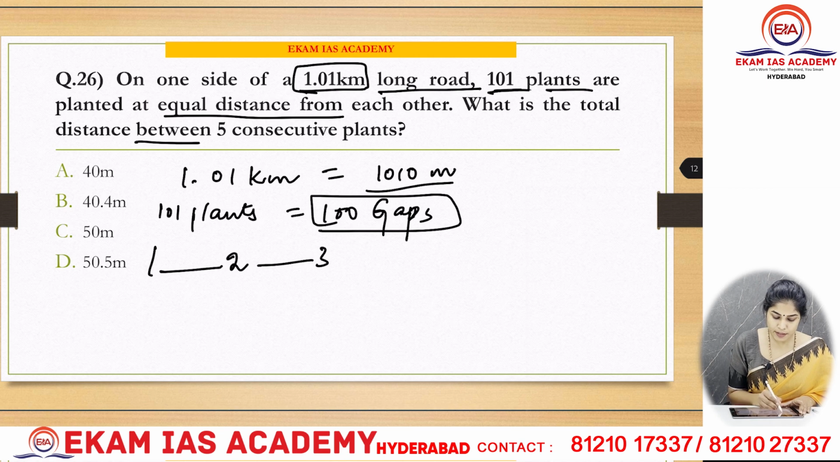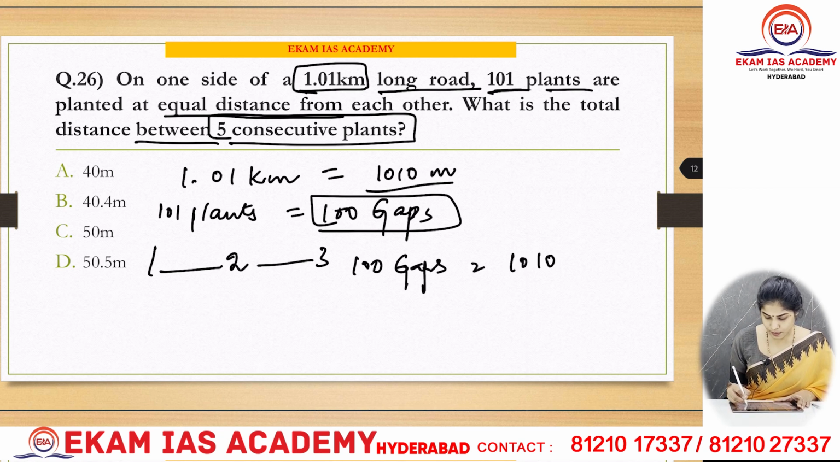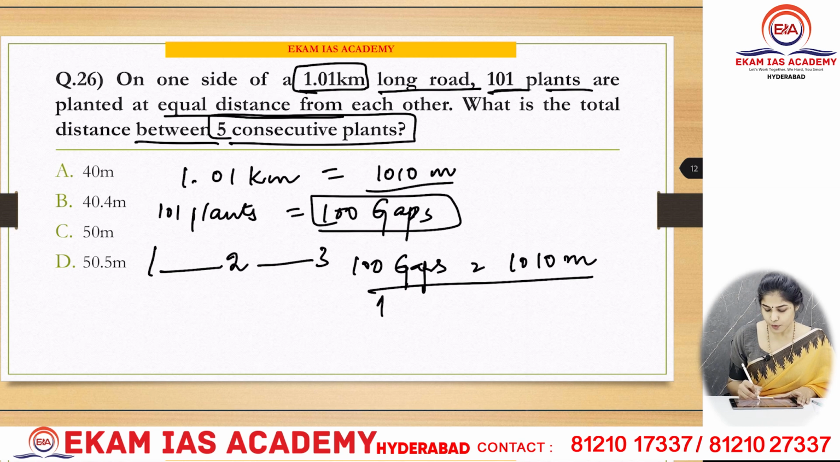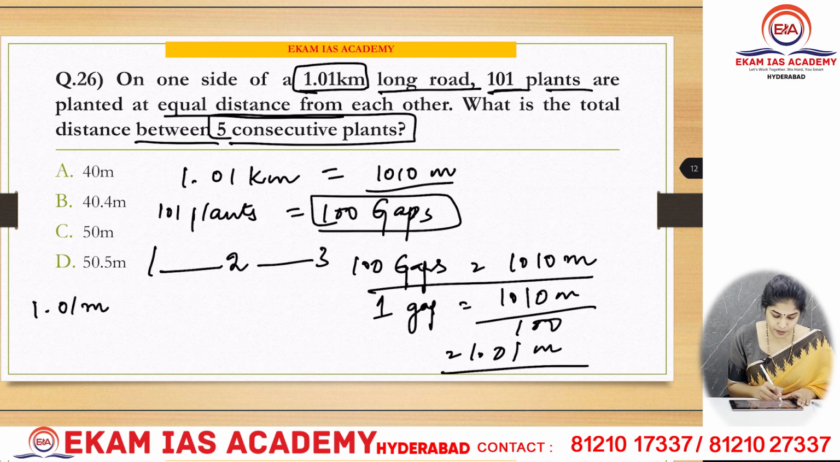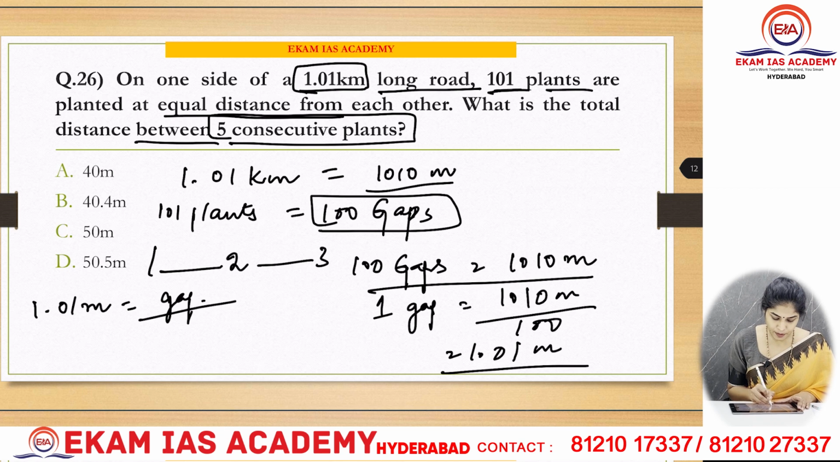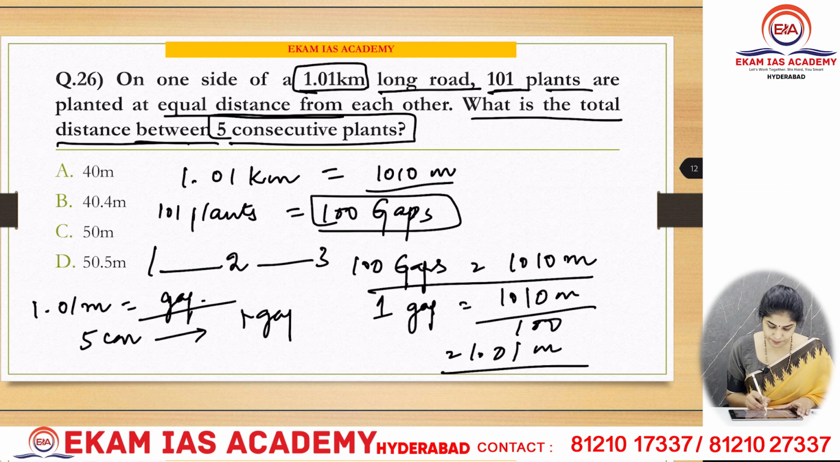What is the total distance between 5 consecutive plants? So 100 gaps in 1010 meters, we will calculate 1 gap. 1 gap is equal to 1010 meters by 100, which is 1.01 meters, right? For every 1.01 meters there is a gap, right? So what he is asking, what is the total distance between 5 consecutive plants? So 5 consecutive plants, 4 gaps would be there, right?